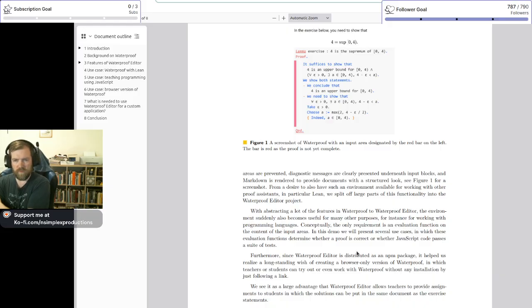Given above, a screenshot of Waterproof with an input area designated by the red bar. The bar is red as the proof is not yet complete. In the following exercise, you need to show that 4 is equal to the supremum of the open interval from 0 to 4.